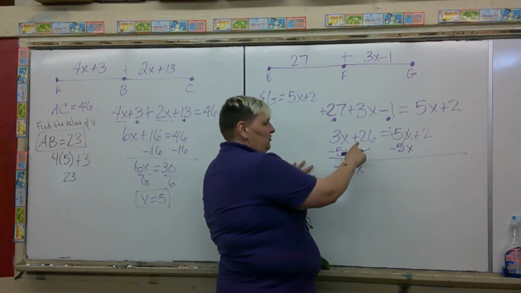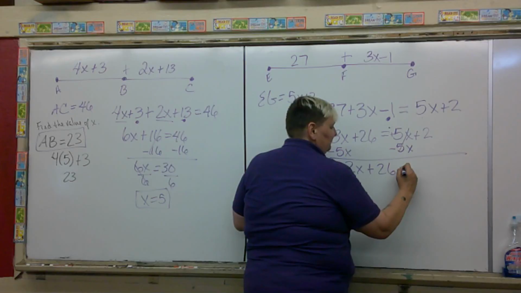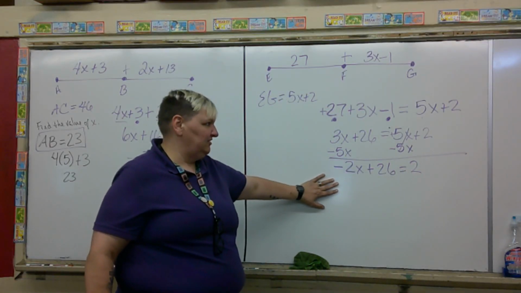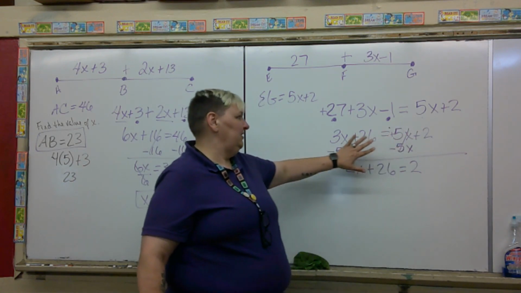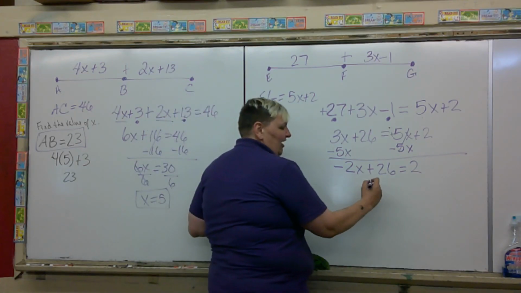We're also going to move, well, I'm not going to do it yet. I don't want to get ahead of myself. I'm sorry, I was moving too fast. Alright, now we have our basic two-step equation. We moved our variable term. They're on the same side. We're good to go. Alright, we have a positive 26.